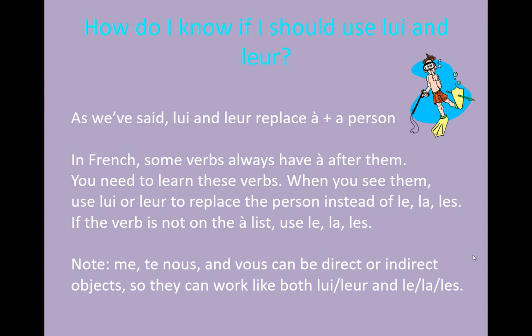Me, te, nous, and vous can actually be used like le, la, les and like lui, leur, depending on the context. So eventually we'll see some of those. For right now, we won't pay too much attention to that. But me, te, nous, vous could use the verbs on this list or not, depending on what you're talking about.